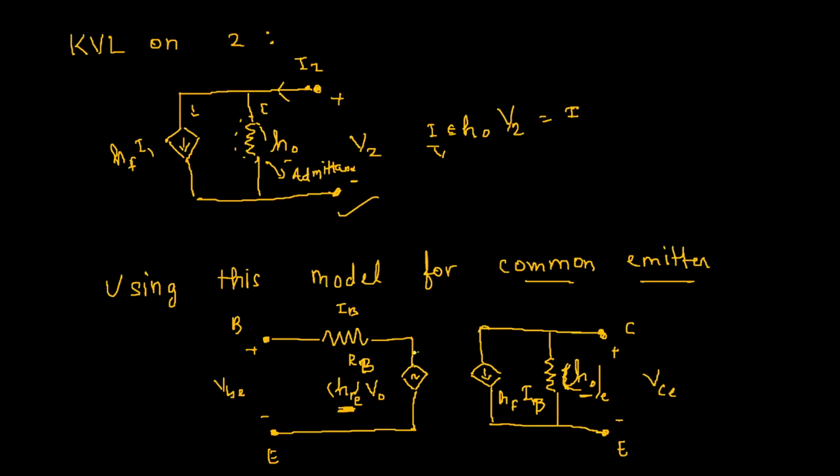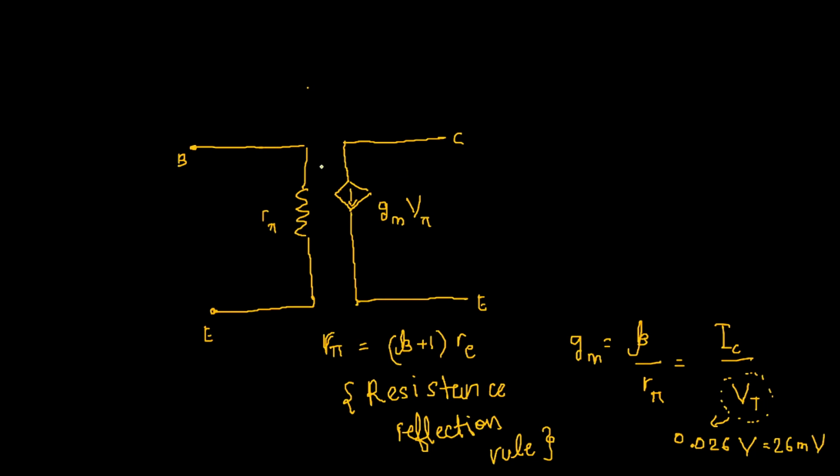So this particular voltage source and this particular resistor will both be removed. So the final hybrid model that we have is one resistor here and a current dependent current source on the other side. This resistor is denoted by R pi, and this current dependent current source is denoted by a value Gm into V pi. V pi is the potential difference across R pi, and it's also equal to VBE.